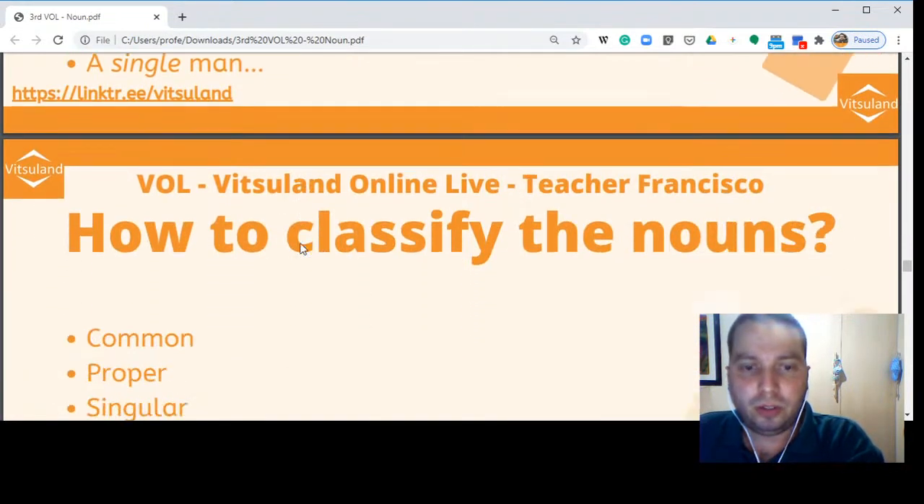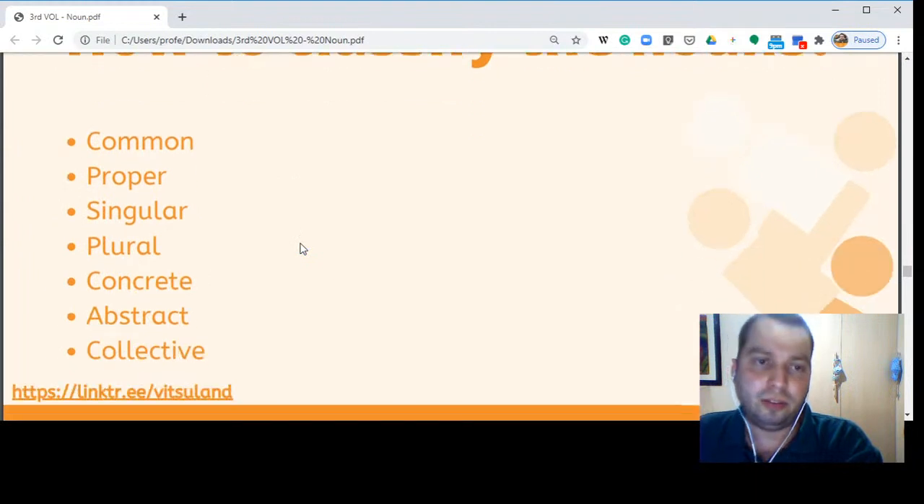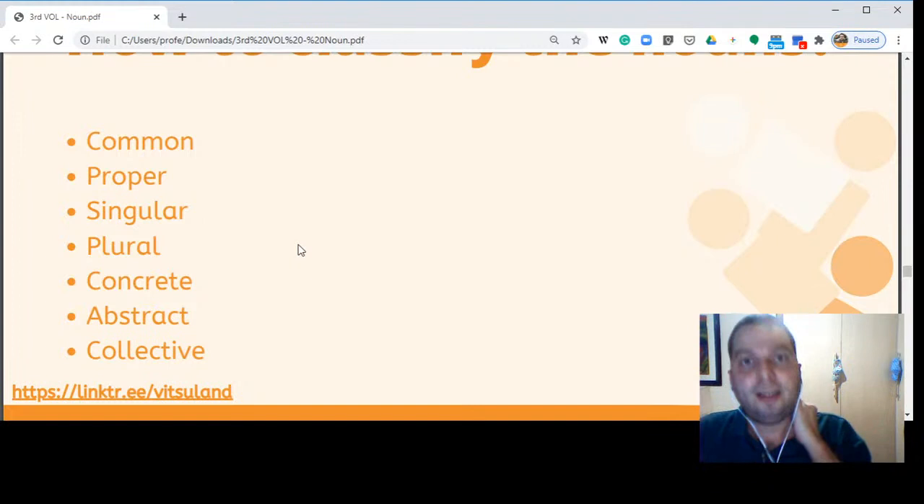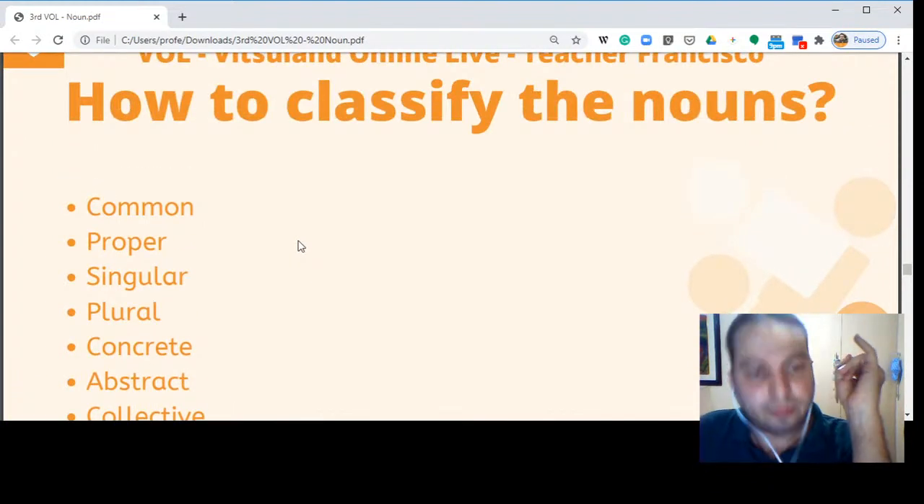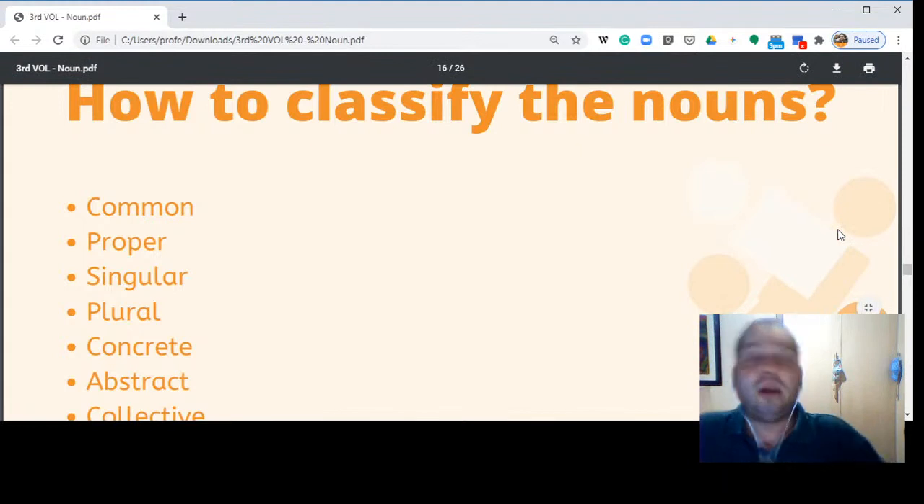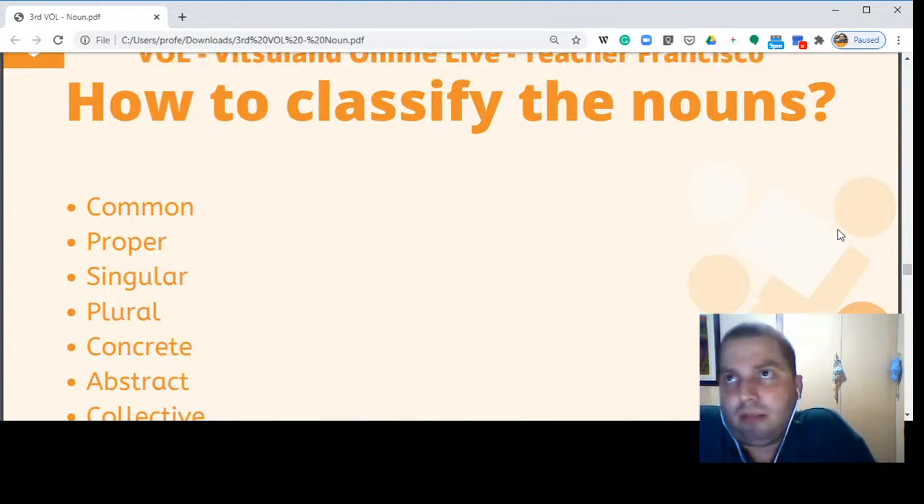Very good. So how can we classify these nouns? We can have common nouns, any kind of nouns, like ball or house or love or peace. These are common nouns.